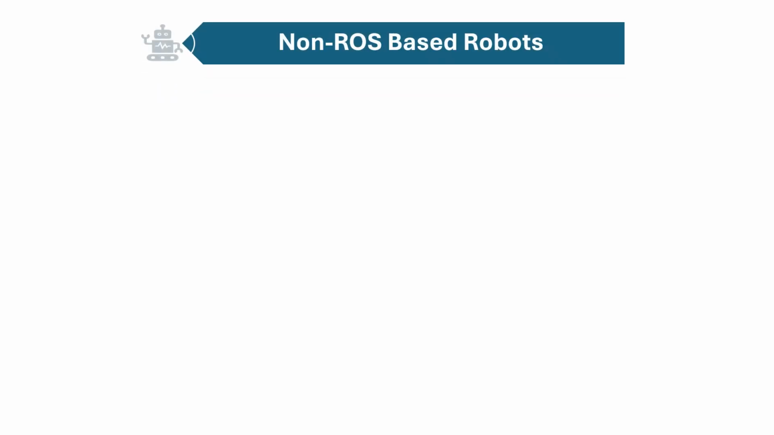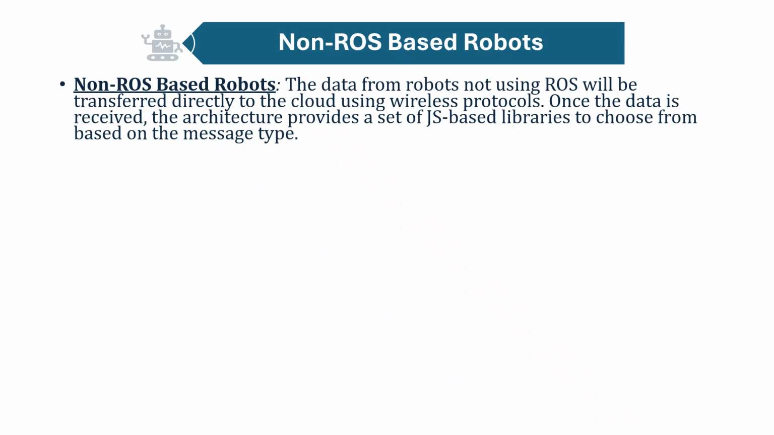Next we have the second part, non-ROS based robots. As the name suggests, non-ROS means they are not using the Robot Operating System. But how is the data transferred? The data is directly transferred to the cloud with the help of wireless protocols. There is no need of ROS packages here. The data is ultimately transferred to the cloud using wireless protocols.